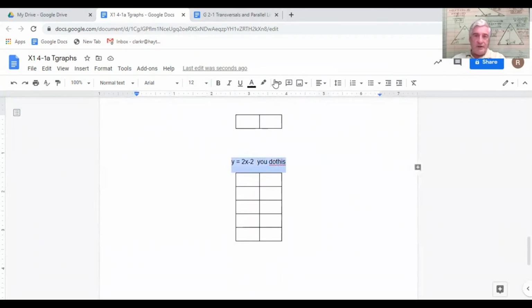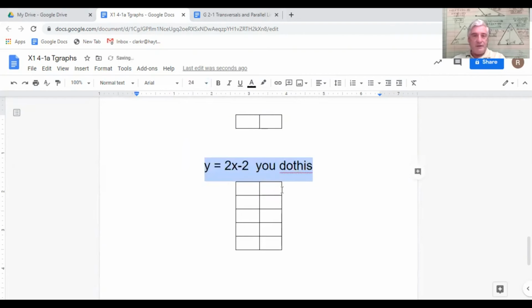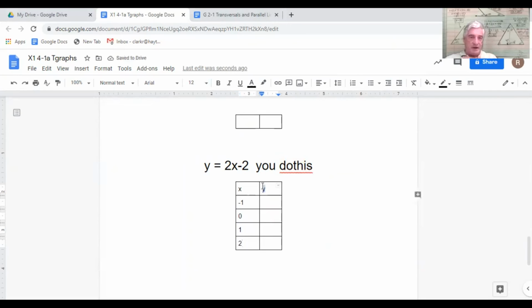Here's my last one, and I'd like you to try it right now. You do this. I'm going to put X, and I'm going to put Y in, and I'm going to give you the really easy stuff. I'm going to give you minus 1, 0, 1, 2. Put that in, and in a minute we'll see what you've got in the Y column.